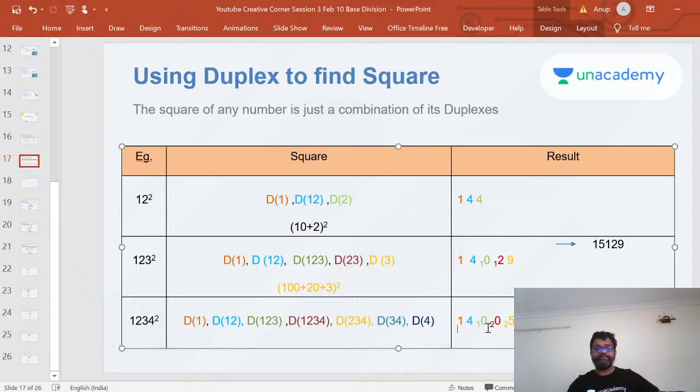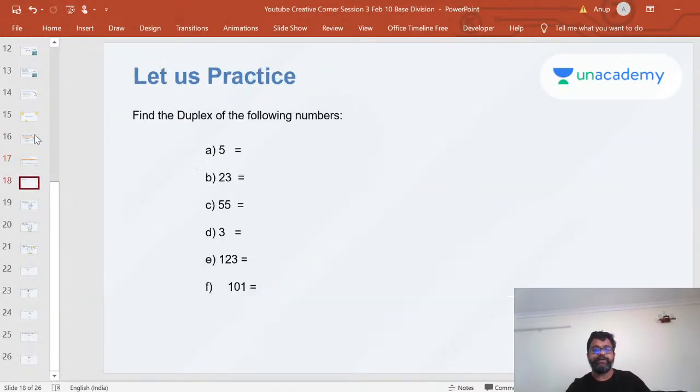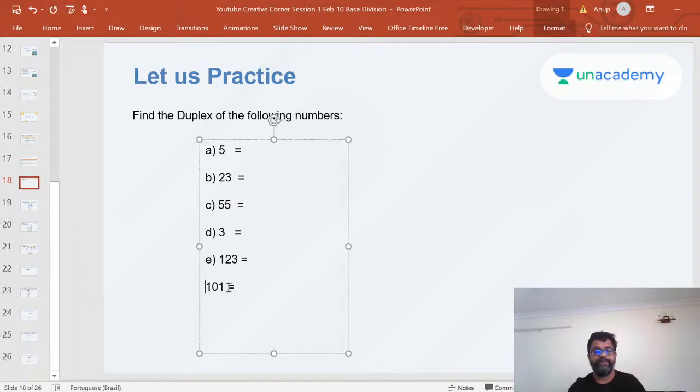Okay, so I hope you got a gist of it. I wanted you to take a shot at first finding the duplex of each of these numbers. This is not just finding a square, we are just finding the duplex. Because if you know the duplex, then finding the square is just combining all those duplexes, right? So Soumya Ranjan Das, if you're there, can you tell me the duplex of 5? Can you put it on the chat?